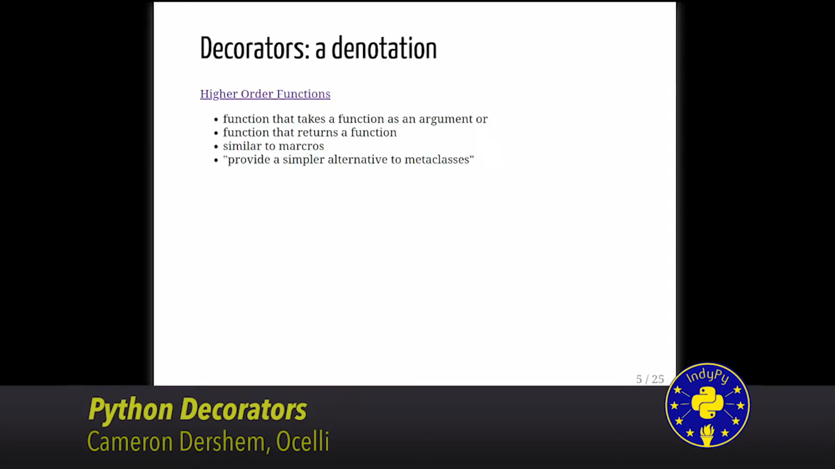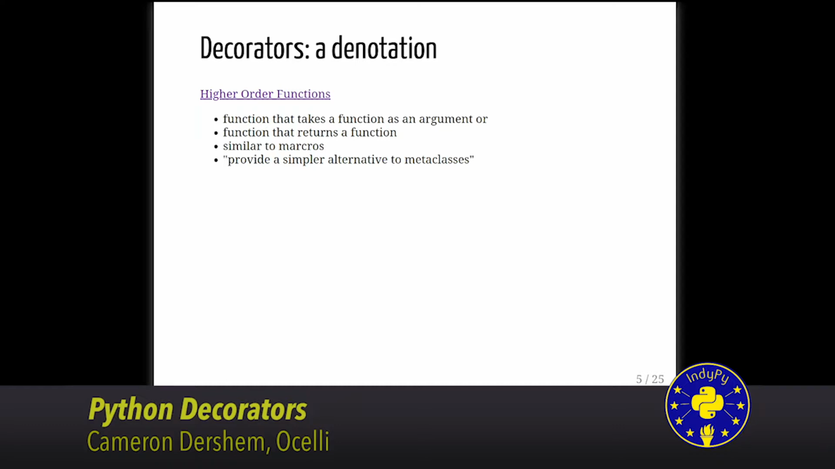So, decorators, a denotation. I'm going to use a lot of really big words here for a second, and you don't need to know what they are, but if you do want to know what those words mean, Neil Tomlinson is sitting right back here, and he would love to explain after this. Decorators are a type of higher order function in Python. What that means is they are a function that takes a function as an argument, or a function that returns a function. They're very similar to macros in other languages.